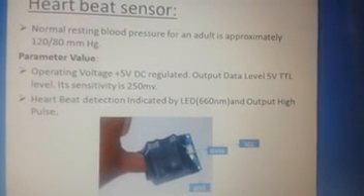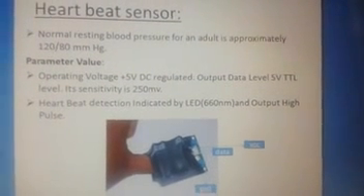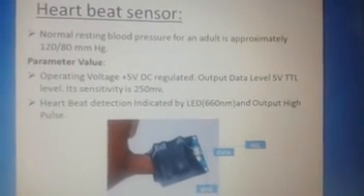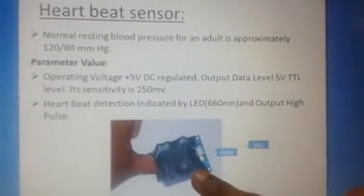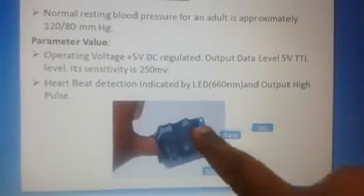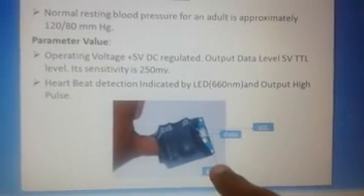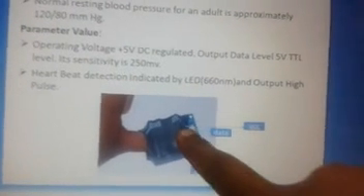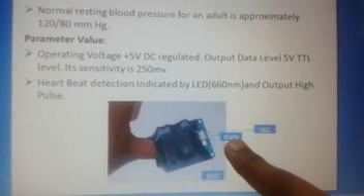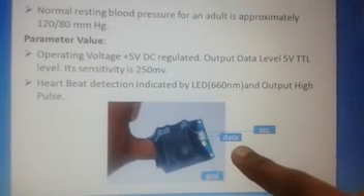The heartbeat detection is indicated by the LED, and the output high pulse is indicated by means of that LED also. So this is the heartbeat sensor we use, which is a three pin sensor. First pin is VCC, second is data, and third one is ground. The data pin we connect to the J3 header of port B.